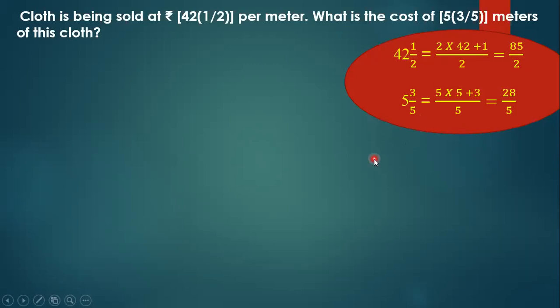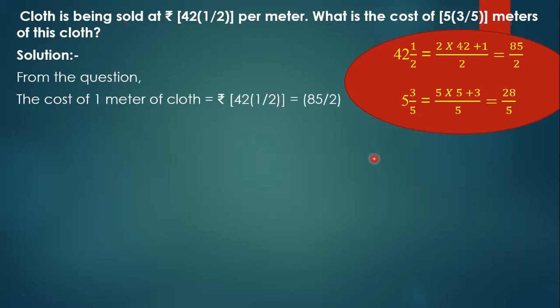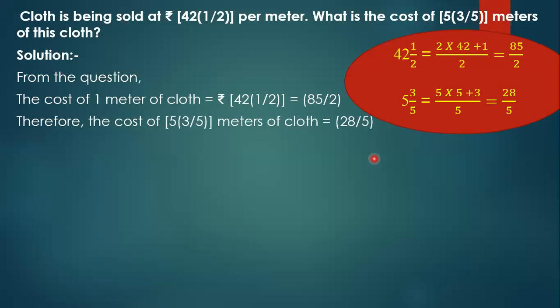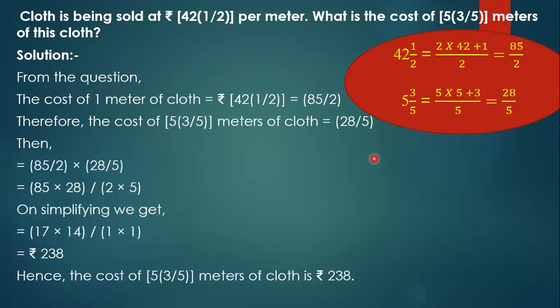Simple. If 1 Dairy Milk costs rupees 20, what would be the cost of 5 Dairy Milks? 5 multiplied by 20, that is 100 rupees. We simply have to multiply. So we'll write the cost of 1 meter of cloth is rupees 42 1 by 2, which is rupees 85 by 2. Therefore, the cost of 5 3 by 5 meters would be the multiplication of both of them.